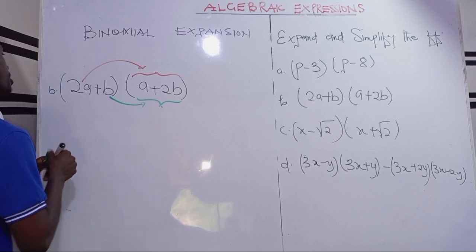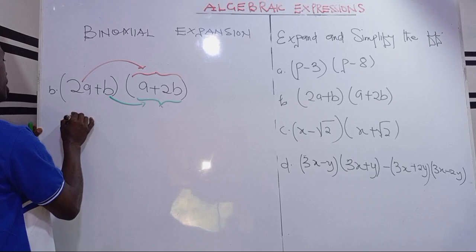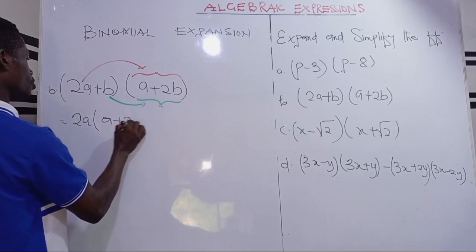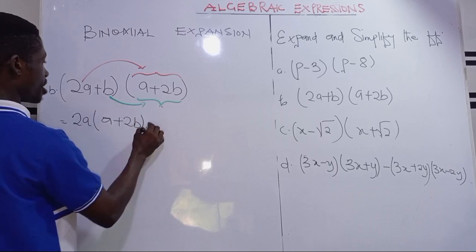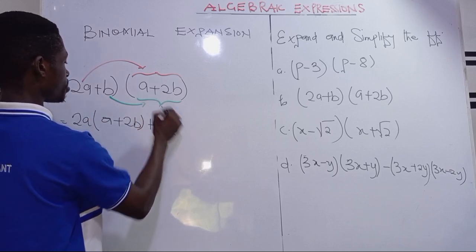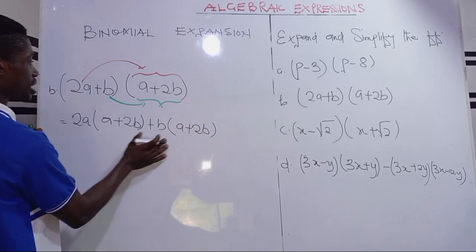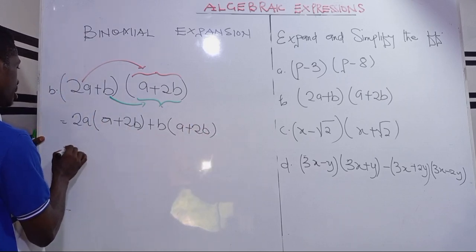So we are going to get 2a multiplying a plus what? 2b. Then we have plus b multiplying a plus what? 2b. So we expand the bracket. We expand to remove the bracket.